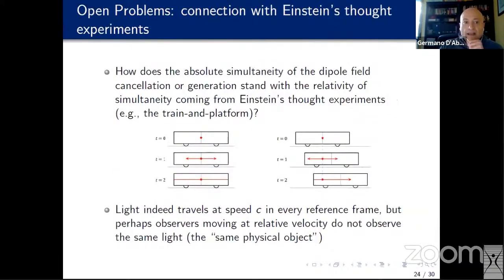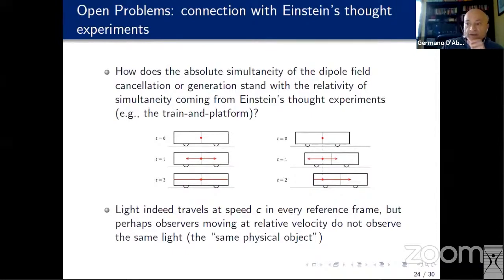Okay, another open problem is, how does the absolute simultaneity of the dipole field cancellation or generation stand with the cogency of Einstein's thought experiment on the relativity of simultaneity? Take, for instance, the train and the platform thought experiment. This is a sketch. In this figure, you can see a sketch of this thought experiment.